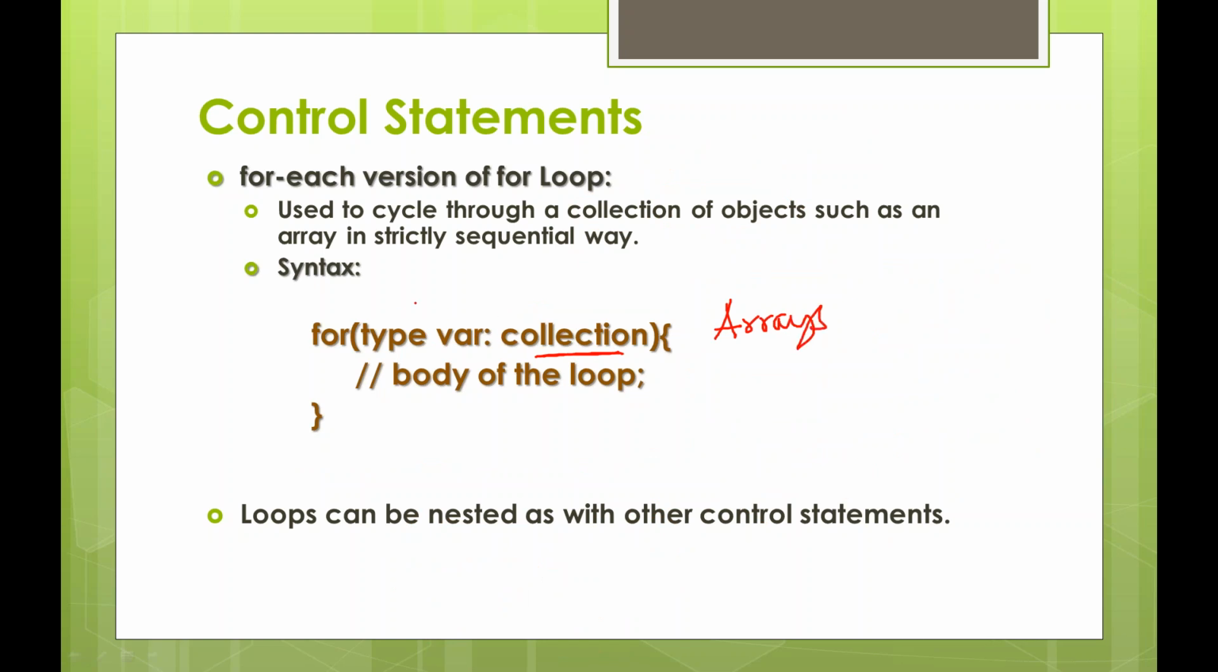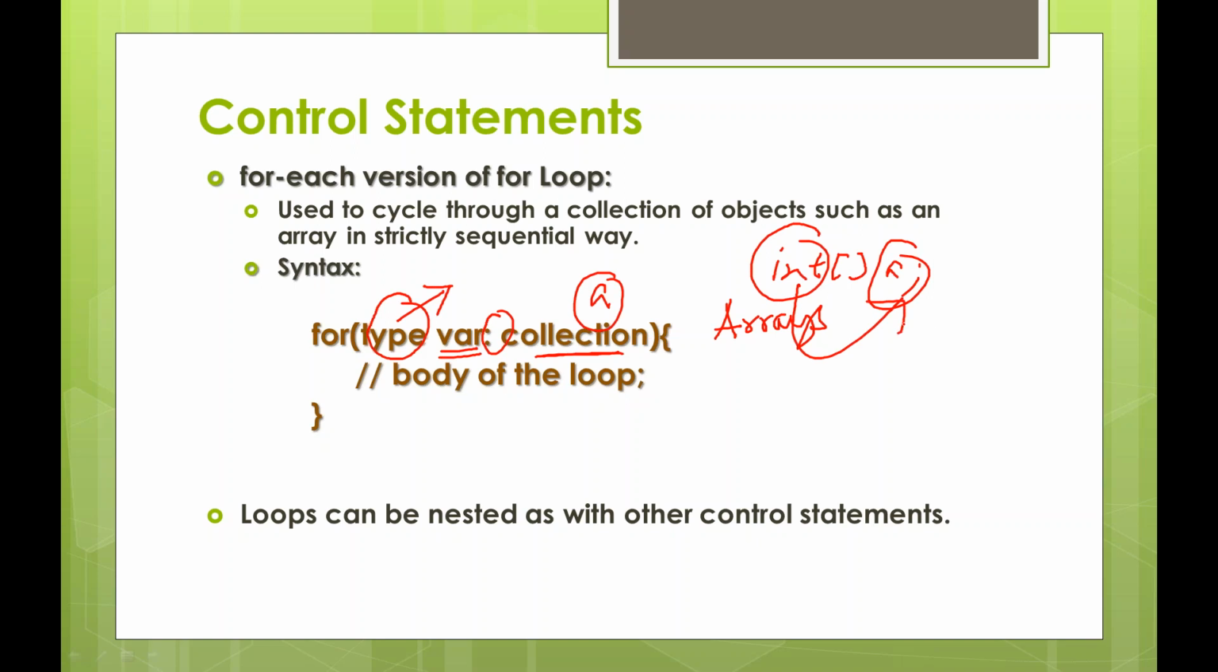Okay. So what is this type? We have a colon here, and we have to declare a variable here. What is the type of that variable that we declare? Say for example, if I have int a, this is our collection here. A is our collection, and this is the type of element that we can store in array A.